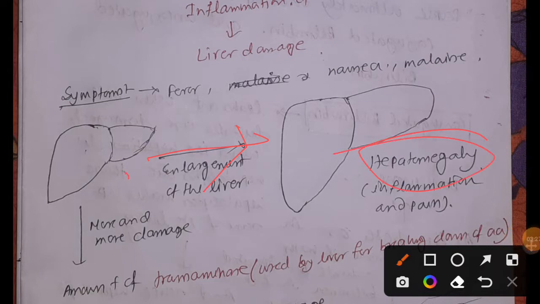Along with that, more and more damage will increase the amount of transaminase in the blood. Okay, transaminase is a special type of enzyme that is used by the liver to break down amino acids. Okay, but as liver cells are being destroyed by the hepatitis virus, there is no one that will use the transaminase enzyme. As a result, the amount of transaminase will be upregulated.